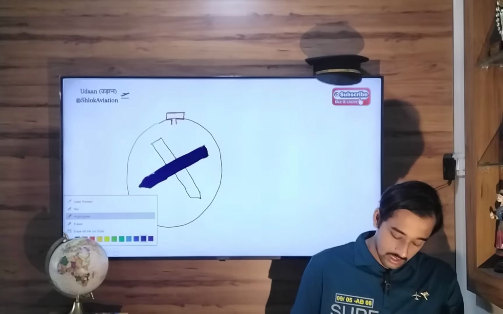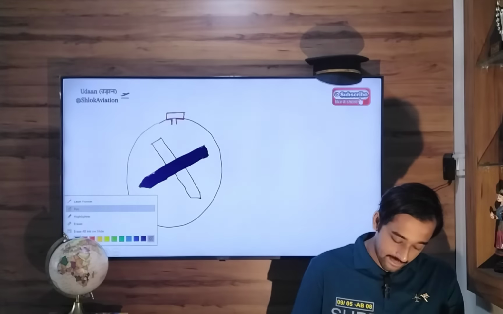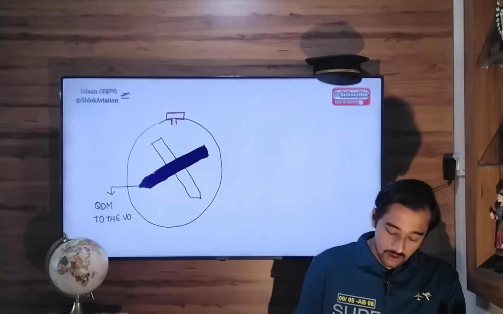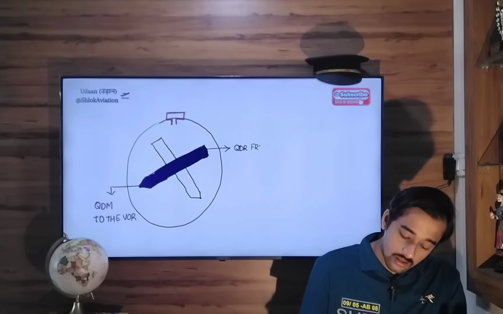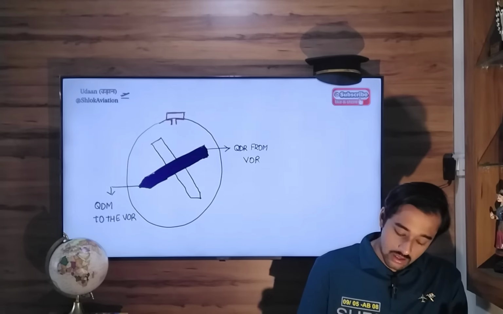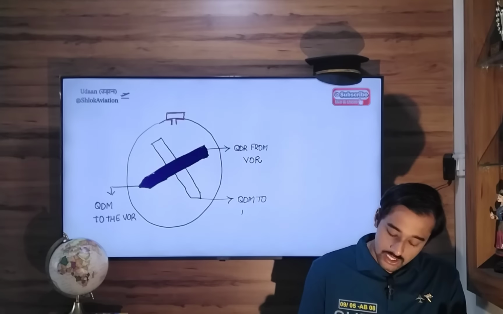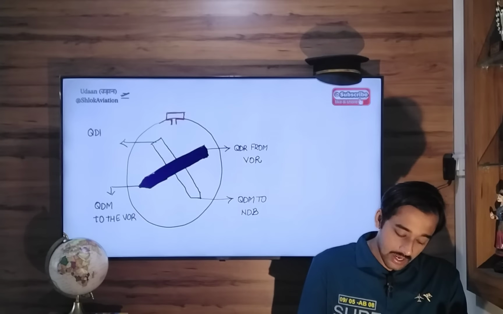The head of the needle is the QDM to the VOR. The tail of that same needle will be the QDR from the VOR. The head of this other needle will be the QDM towards the NDB station. The tail of this needle will show you the QDR, or track away from the NDB station.